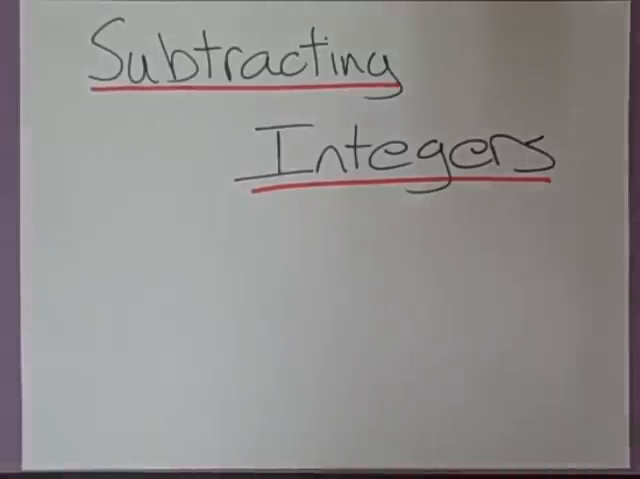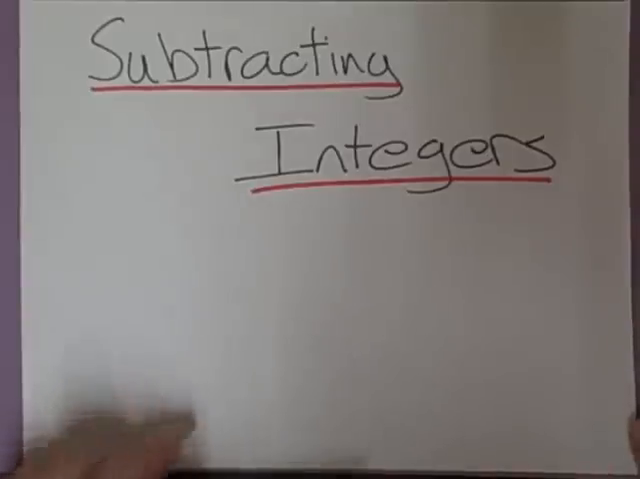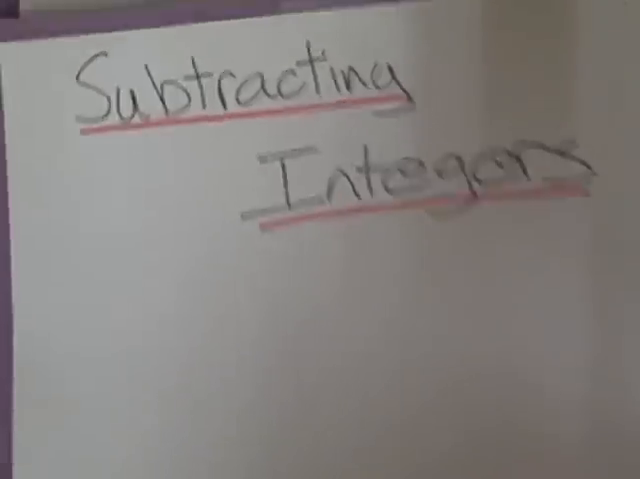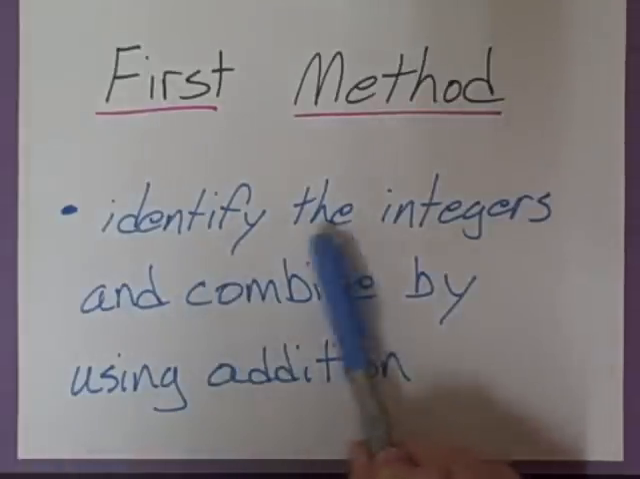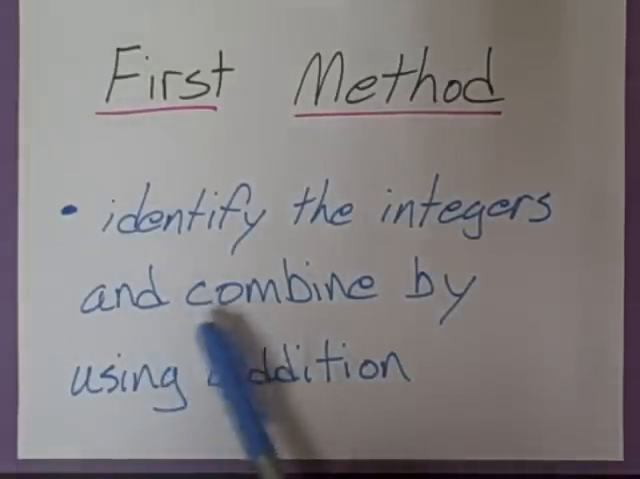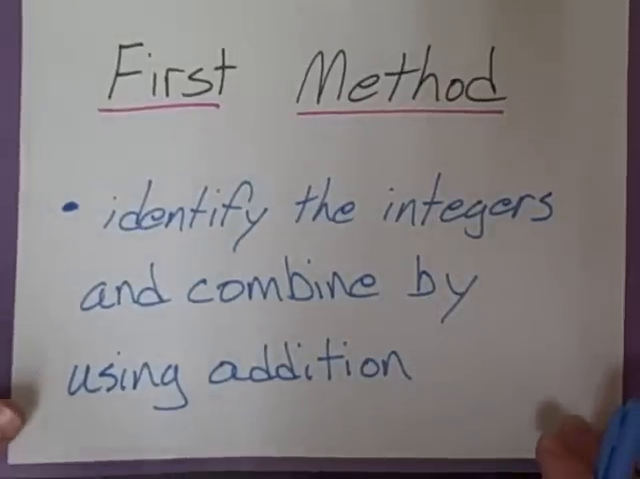In this lesson, we're going to be subtracting integers. With subtracting integers, we're actually going to look at a couple different methods. The first method we want to use is that we're going to identify the integers and combine by using addition. Another way of saying that: we're going to change it from a subtraction problem to an addition problem that we've already worked on.